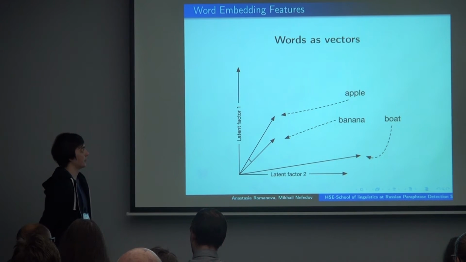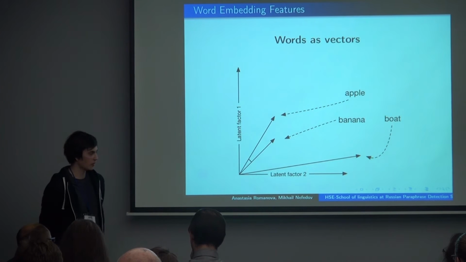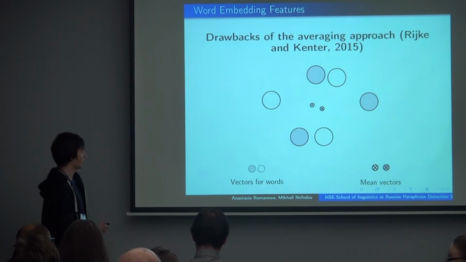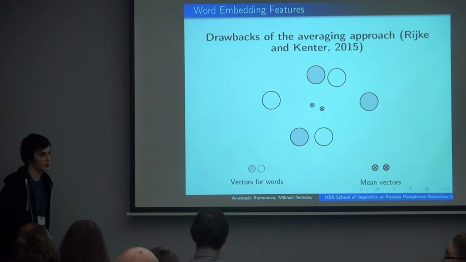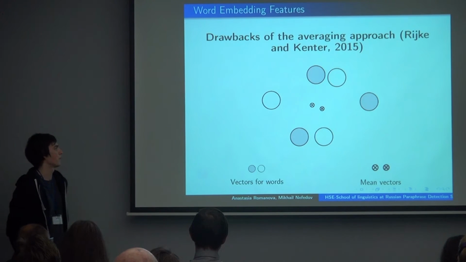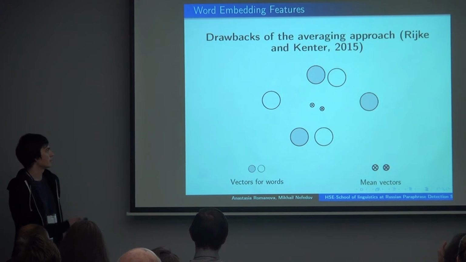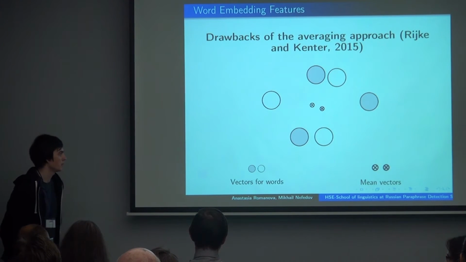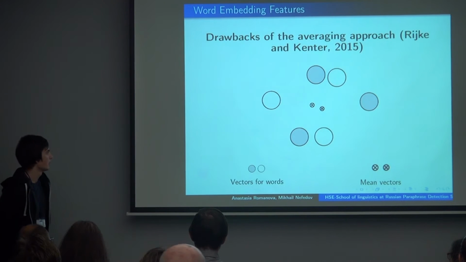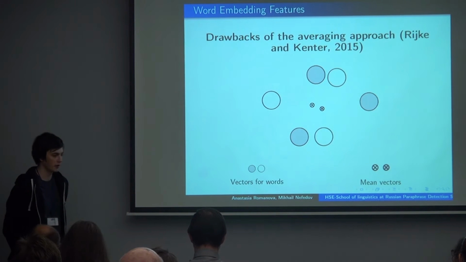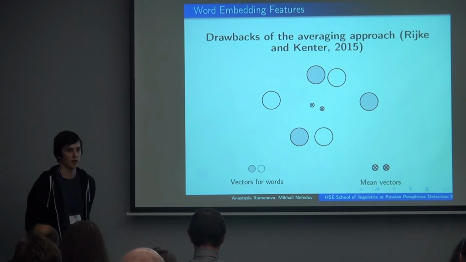This is a very simple and effective approach, but it has some drawbacks. They can be illustrated with this hypothetical example. Let's imagine we have two sentences and each of them consists of 3 words. Gray is one sentence, white is another sentence. If we take the mean of all the vectors, we will get 2 vectors that are very close to each other, so we can conclude that these sentences are very similar.